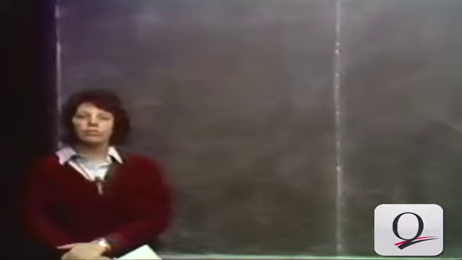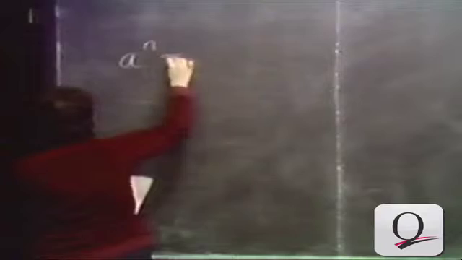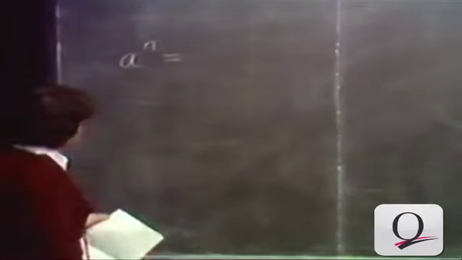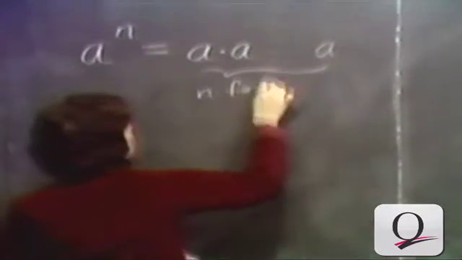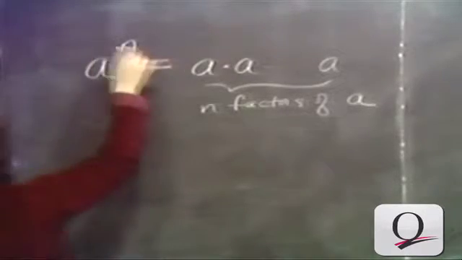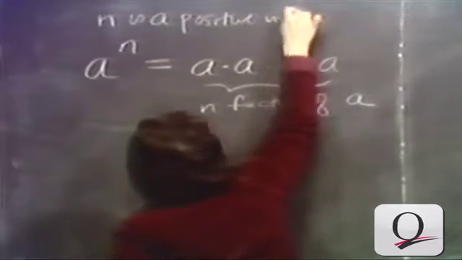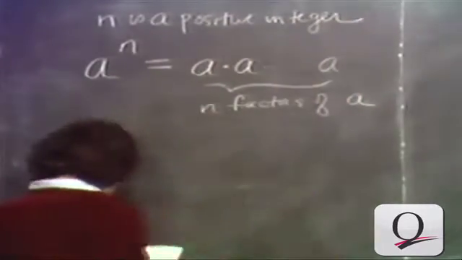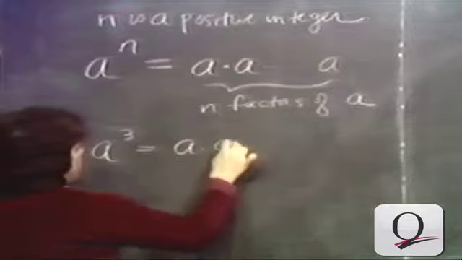In this elementary algebra review tape, we're going to be going over our work on exponents. You'll remember that a to the nth power, where n is a positive integer or natural number, means a times itself n times. In other words, n factors of a. Here we're assuming that n is a positive integer or a natural number.